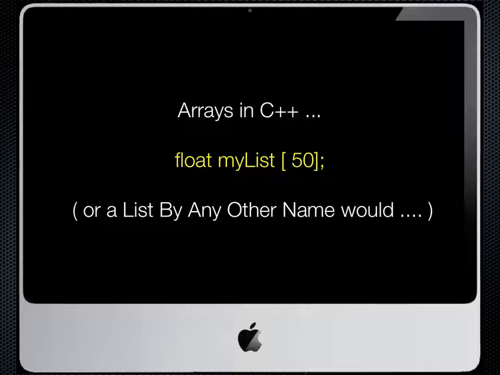C++ allows us to make something called an array, which would allow us to store a list of values all of the same type. This short presentation will show you an example of how we use arrays in C++. And remember, an array is simply a list by any other name.